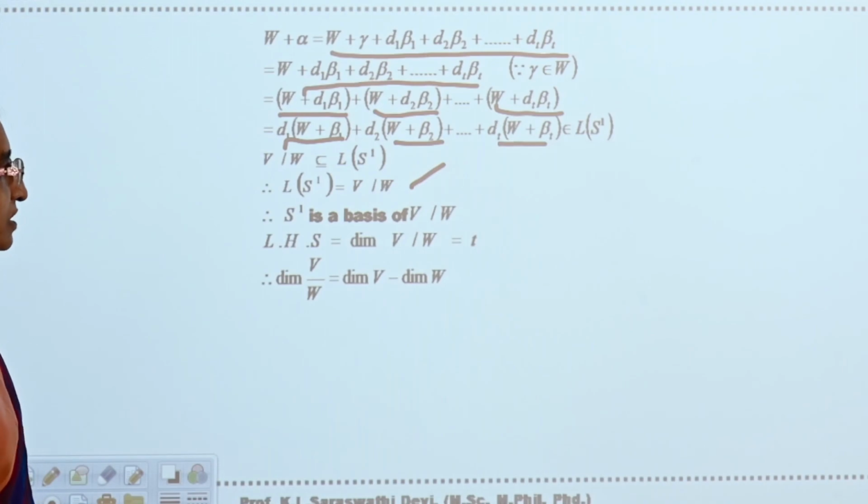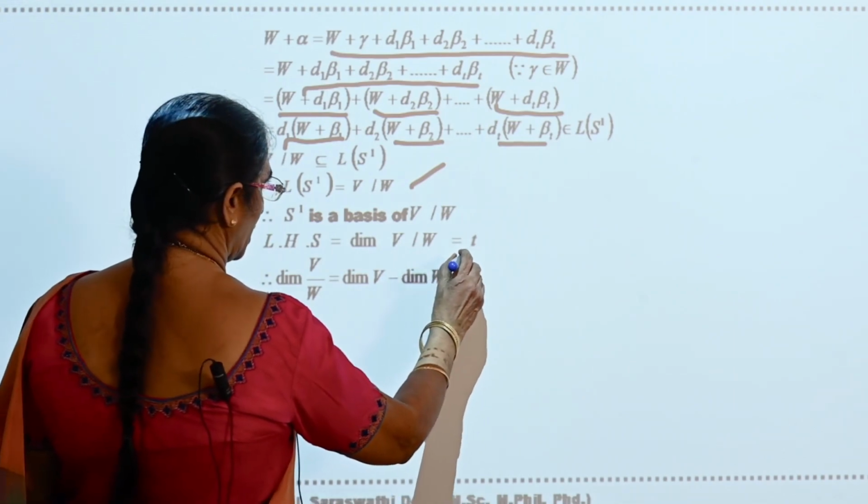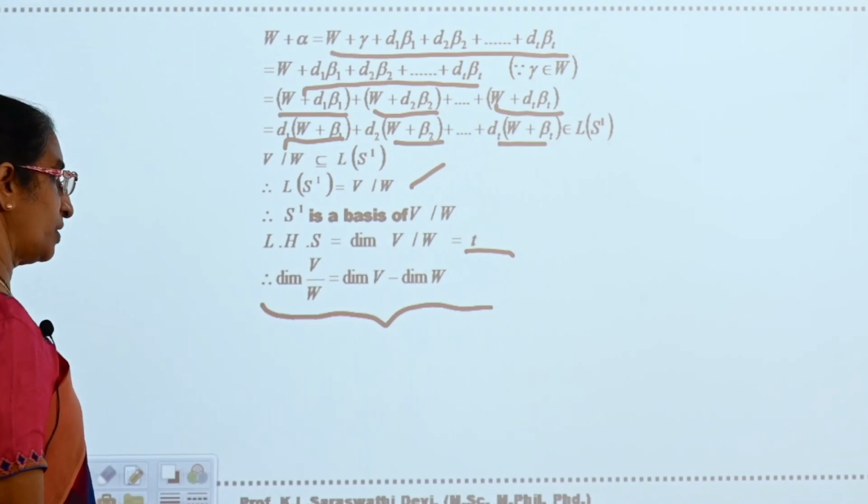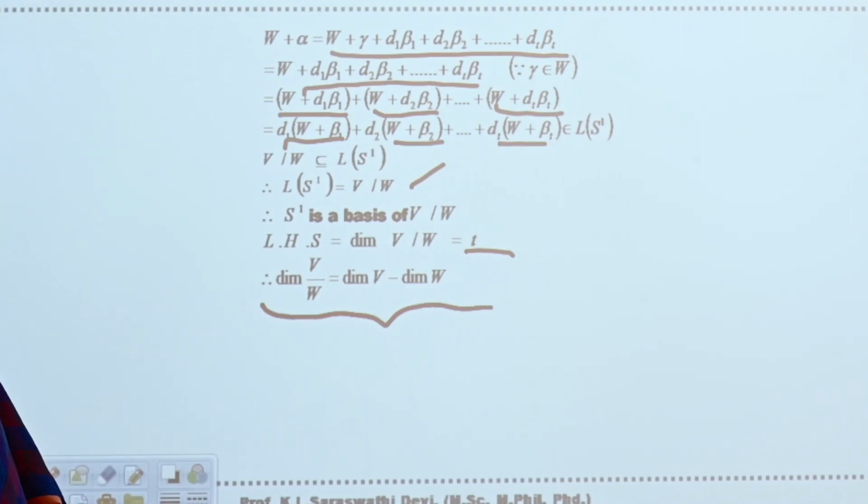Therefore, S dash is a basis of V by W. Therefore, the dimension of V by W is equal to t. Hence, the statement follows: dimension of V by W is equal to dimension of V minus dimension of W. Okay. Thank you.